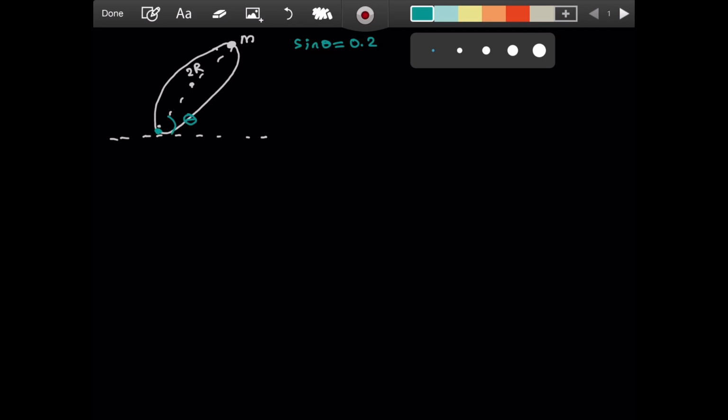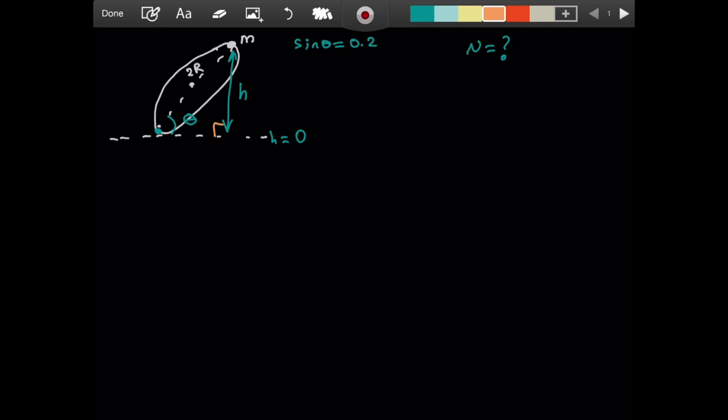The first thing that I want to do is to calculate the initial height of mass m. So this is h, the initial height. If I choose this dashed line to be the zero level, what will the height be? We have a right triangle, this is 90 degrees. So the hypotenuse is 2r, and this is the opposite side, so it is 2r sine theta. This is the height. Cool?